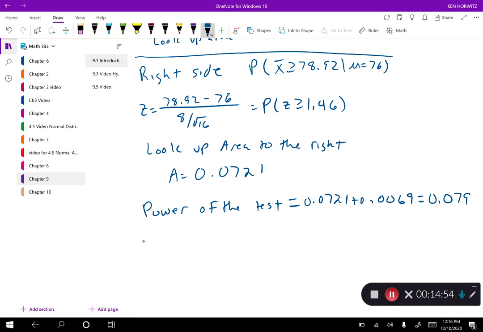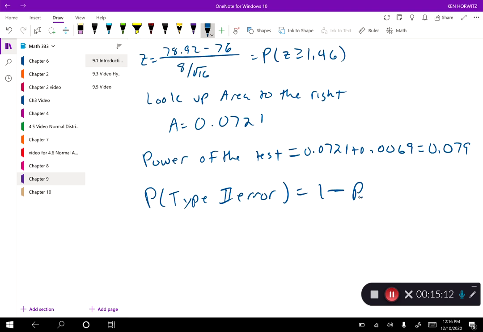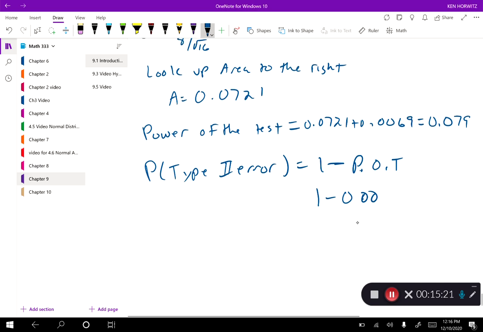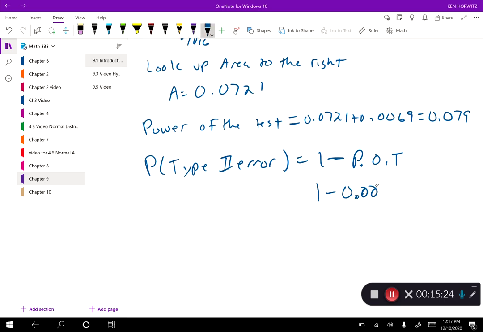Now, also what I can do is get the probability of a type 2 error from this, which would be 1 minus the power of the test. So that's 1 minus 0.079, and I get 0.921 as my probability of a type 2 error.